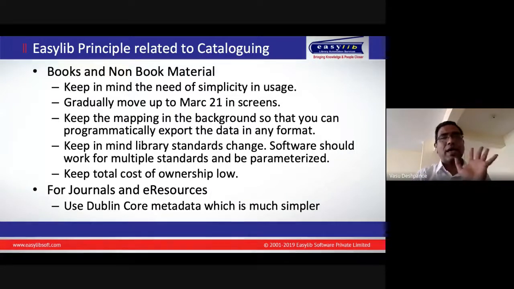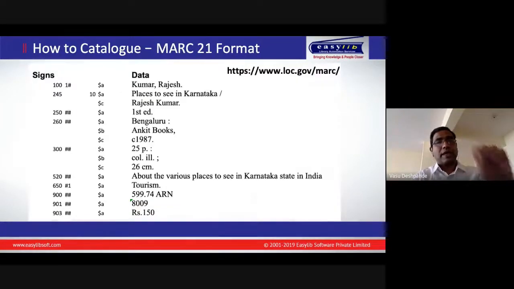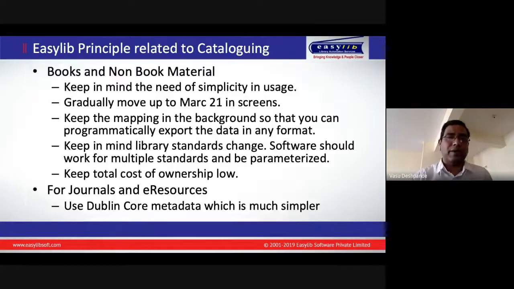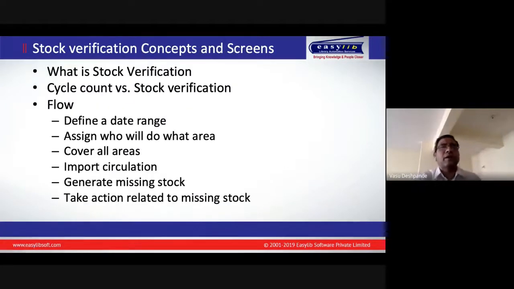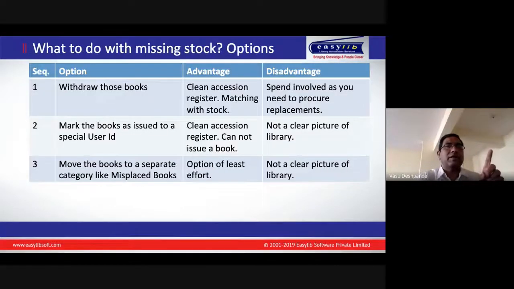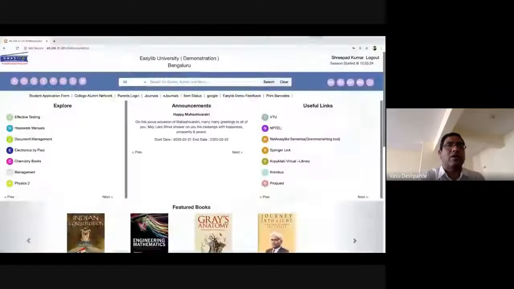Then finally, the last one is to keep the total cost of ownership low. Because if you want to do the cataloging perfectly as per this, you may end up doing 1 or 2 entries per hour. But we try to make it such that you can catalog about 8 or 10 books per hour. Okay, that's the thing. Then this is all for the books, and as for the journals and resources, we have gone with the Dublin Core. I'll explain that also. Okay. Now, the rest of the PPT is related to stock verification. I'll come to that a little later. Then missing stock, source of wrong data, we'll cover that.